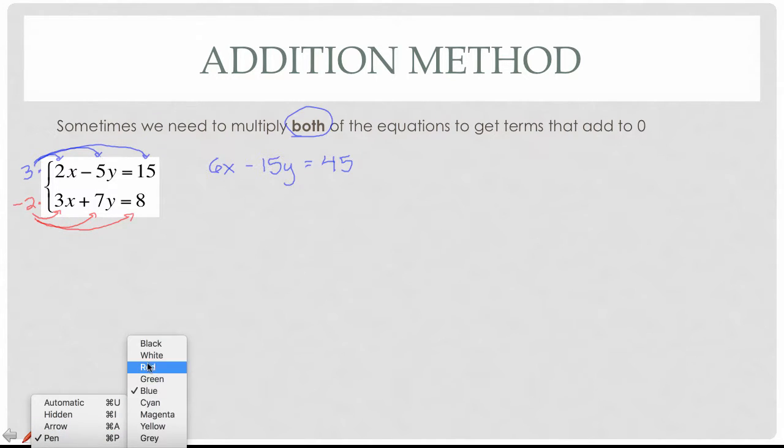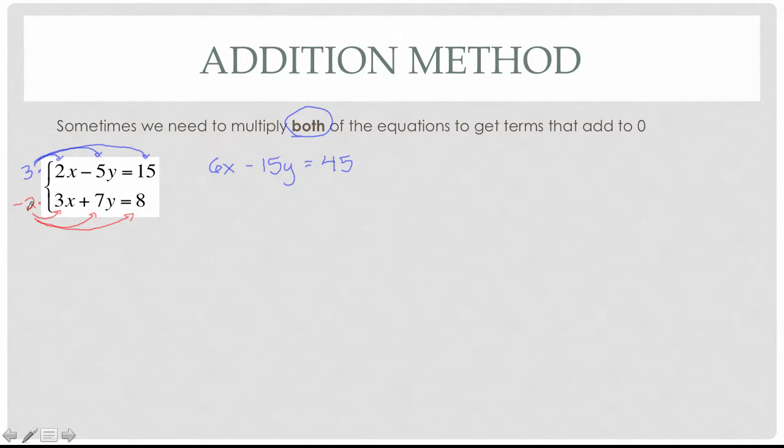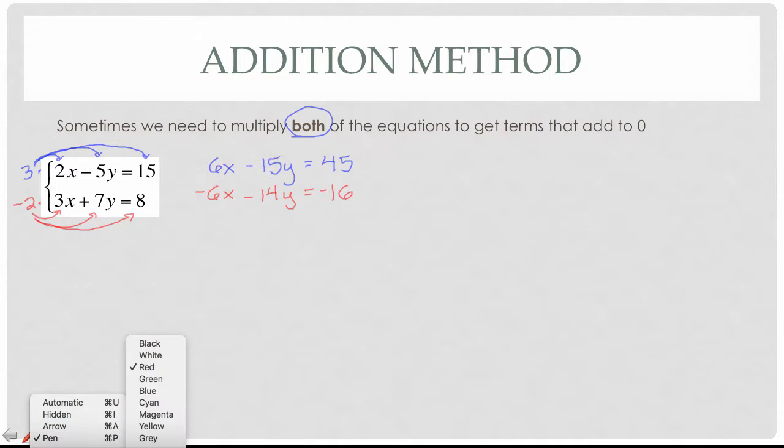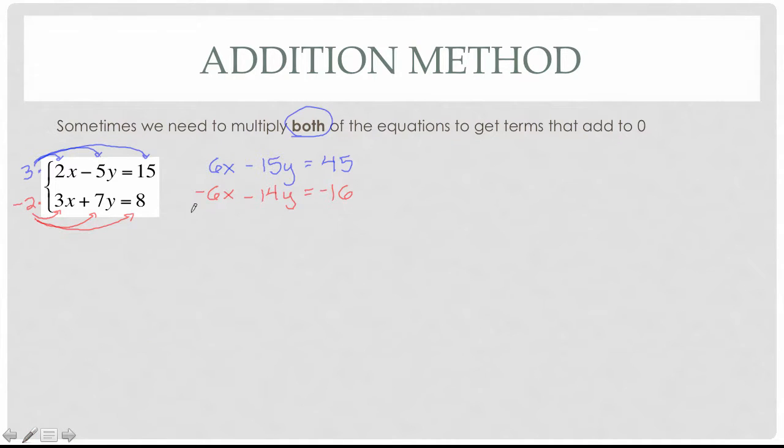Now let's take the bottom equation, multiply everything by -2. So -2 times 3x is going to be -6x. -2 times 7 is going to be -14y. Equals -2 times 18 is -36. There we go. Watch what happens now when I add these together.